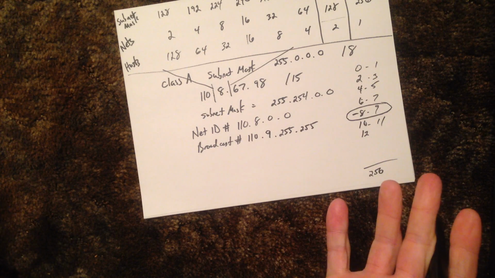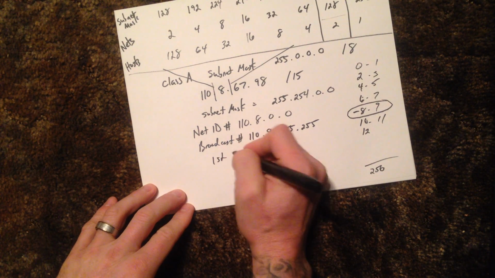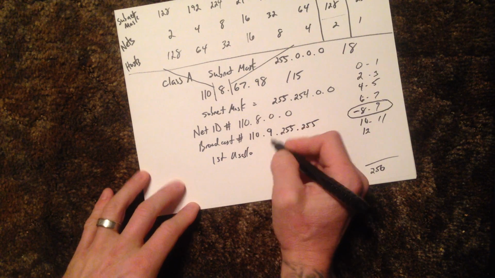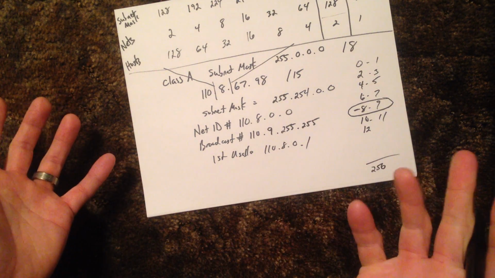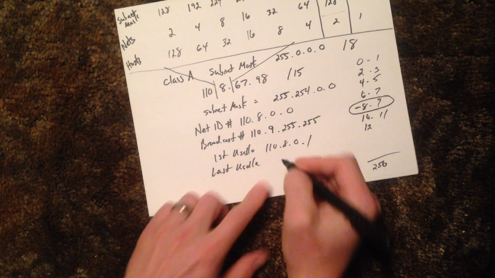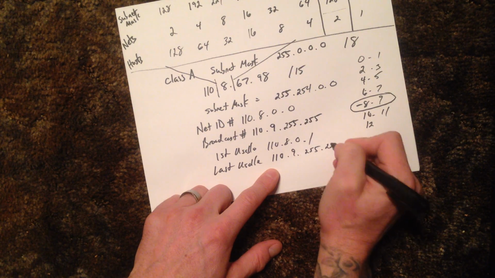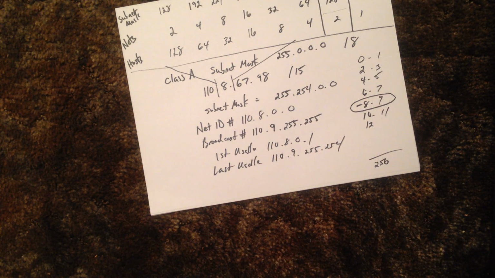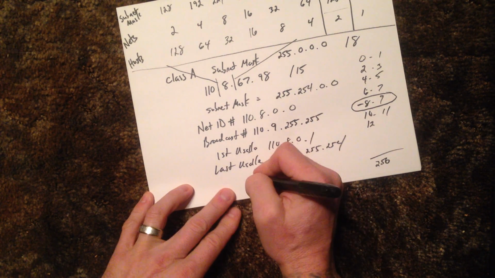And from here it's easy. What's our first usable host? First usable is the first number that follows there, 110.8.0.1. And what's the last usable? It's one less than the broadcast, so it's 110.9.255.254.